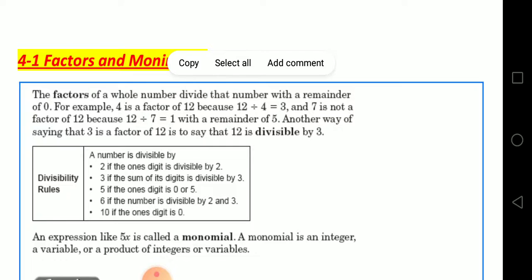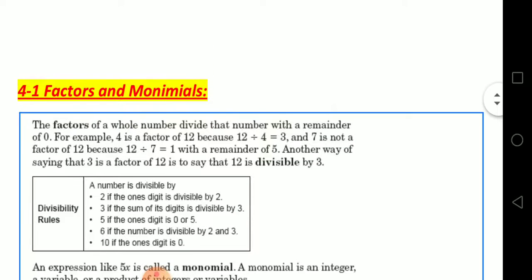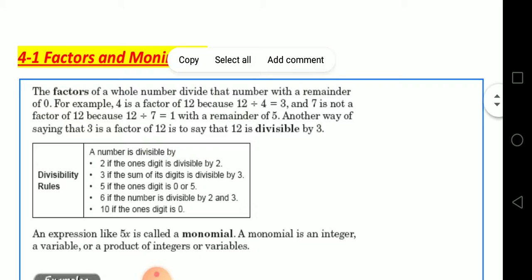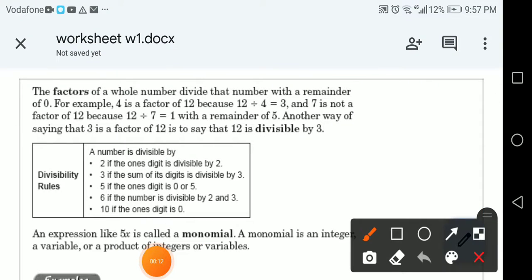So, today we're gonna talk about what? We're gonna talk about factors and monomials. When I ask you here, what does it mean, a factor? Or how can I ask you here? Can I ask you, is 3 a factor of 12 or not?